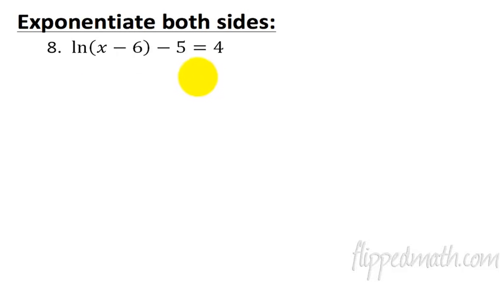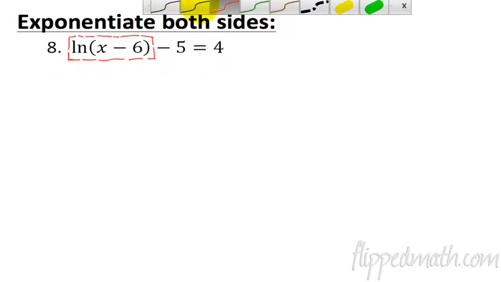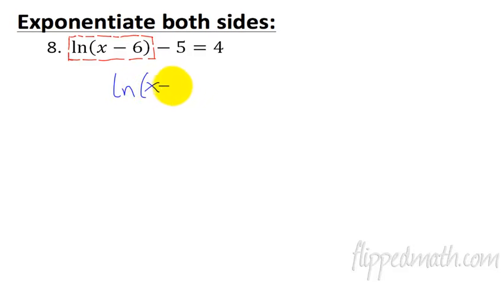Number 8. Now we'll do the same thing. I'm going to put a box, though, around my logarithm. So start off where the L is, and anything that's in front of that, we're going to get rid of it, and anything that's behind the logarithm, we're going to get rid of that. So this is what we're isolating. Natural log of x minus 6. So let's add 5 to both sides. We'll get a natural log of x minus 6 equals 9.